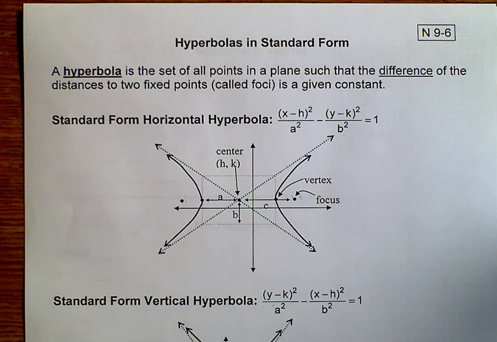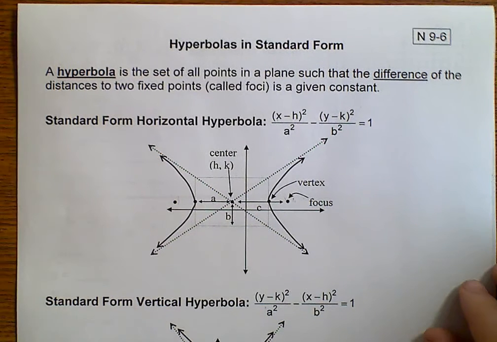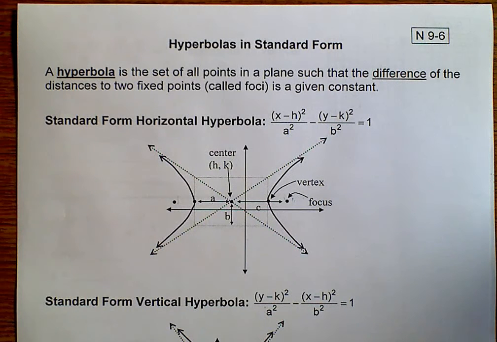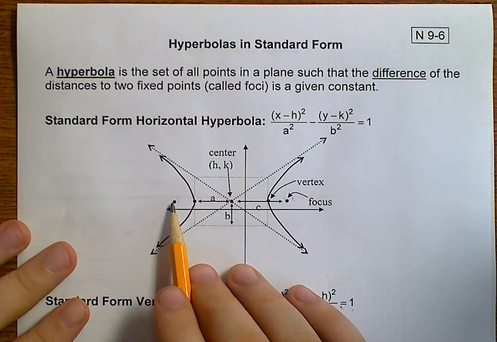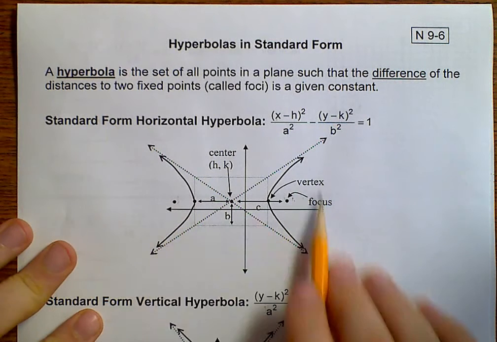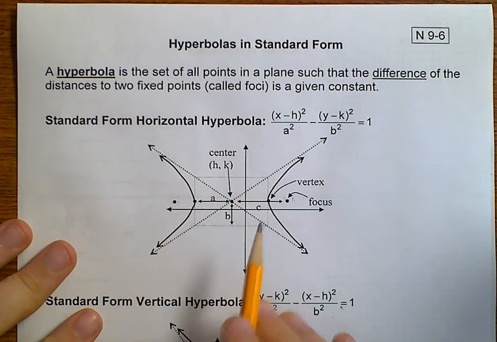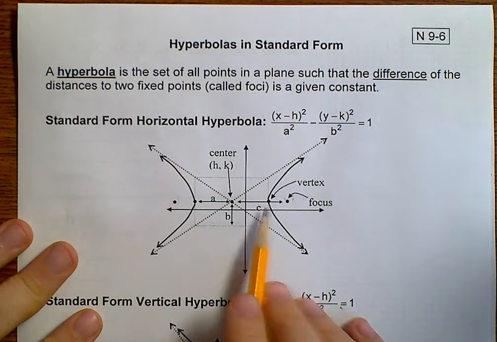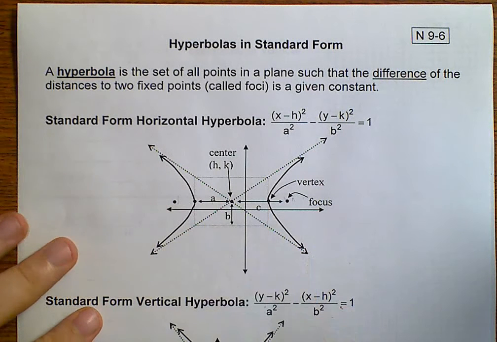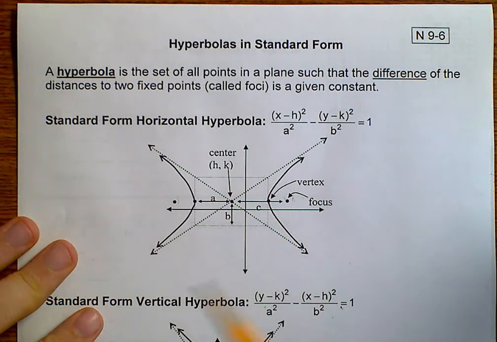Hello, this is Algebra 2, topic 9-6, on hyperbolas in standard form. A hyperbola is the set of all points of the plane such that the difference of their distances to two fixed points called foci is a given constant. Where an ellipse had two foci and the sum of the distances was equal, which made an oval, in a hyperbola the difference is equal, which basically makes what looks like two parabolas, but it's more than just that. It's actually a hyperbola.